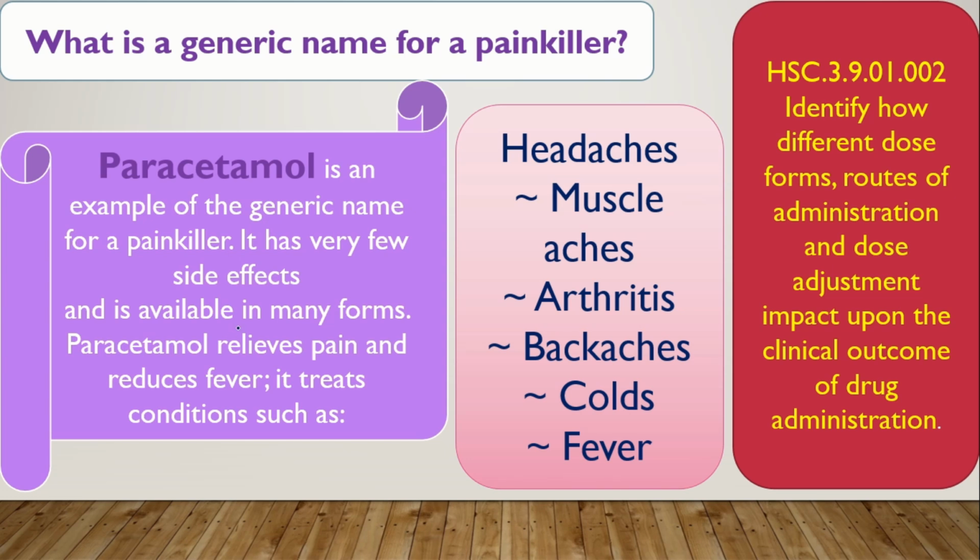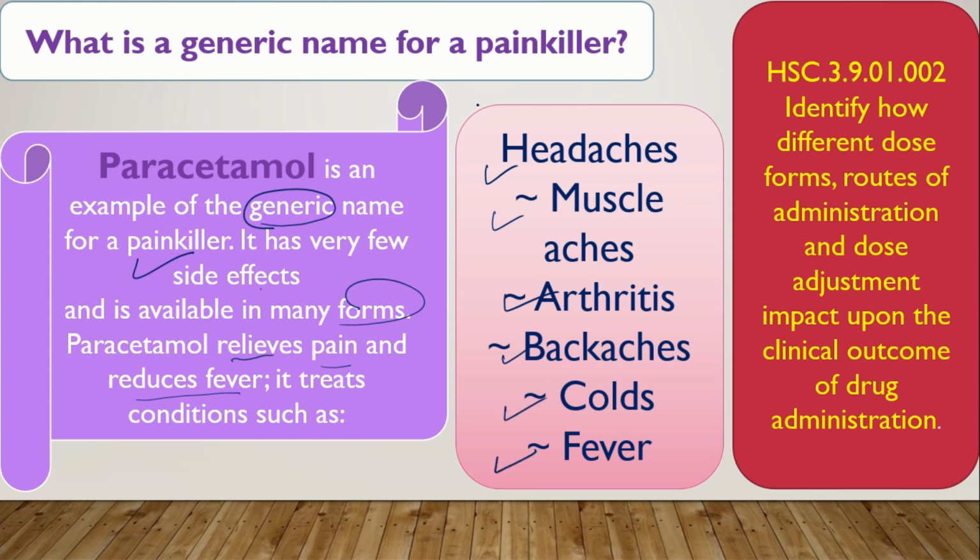Paracetamol is an example of a generic name for a painkiller. It has very few side effects and is available in many forms. Paracetamol relieves pain and reduces fever. It treats conditions such as headache, muscle aches, arthritis, backaches, colds, and fever.